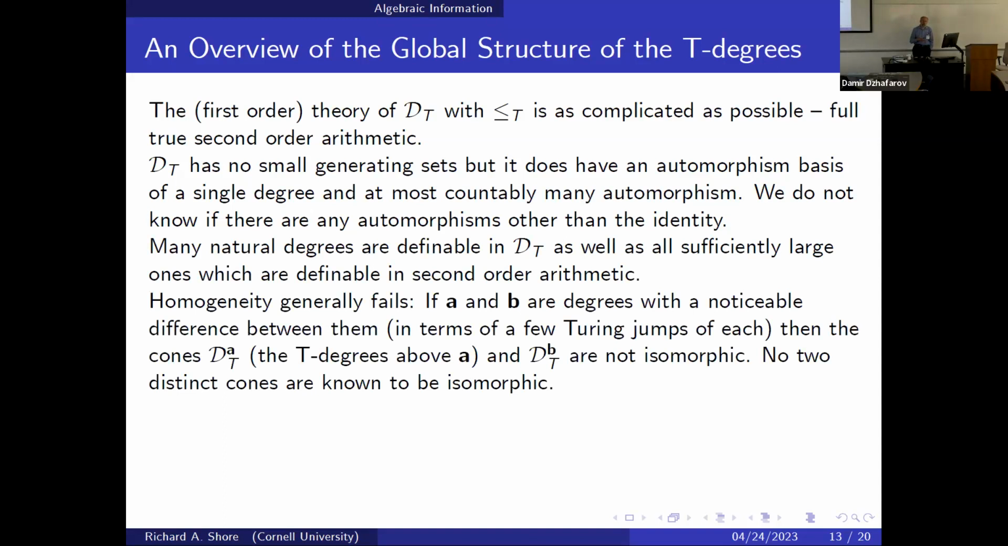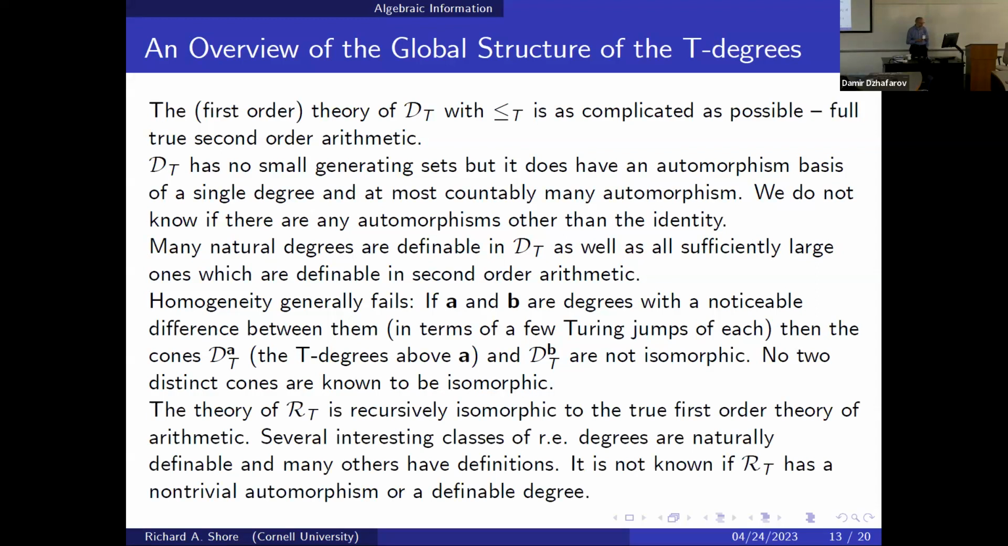Homogeneity is another global property. This means, is it similar if you look in different parts, and more particularly, if you take some degree S and you look at the degrees above S, are they the same as the Turing degrees, or whatever the degree structure is? This was a long conjectured property of the Turing degrees, that it was the same no matter where you started. That turned out to be false. In fact, almost no two cones are isomorphic. On the other hand, we don't know that there are two different cones. So there's a fair amount of work to be done still on the Turing degrees.